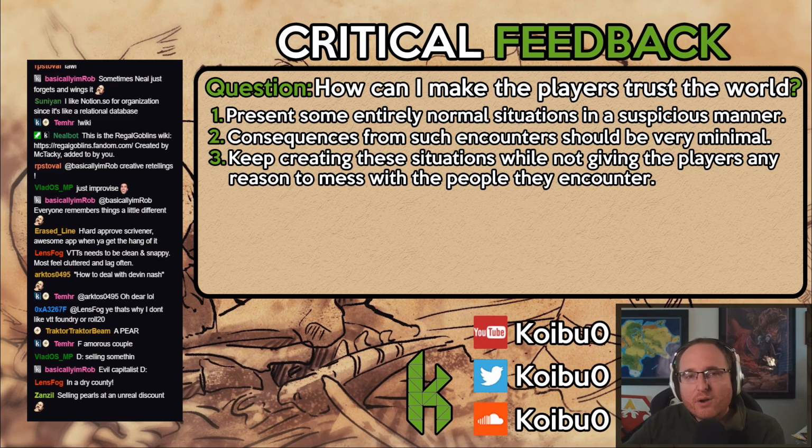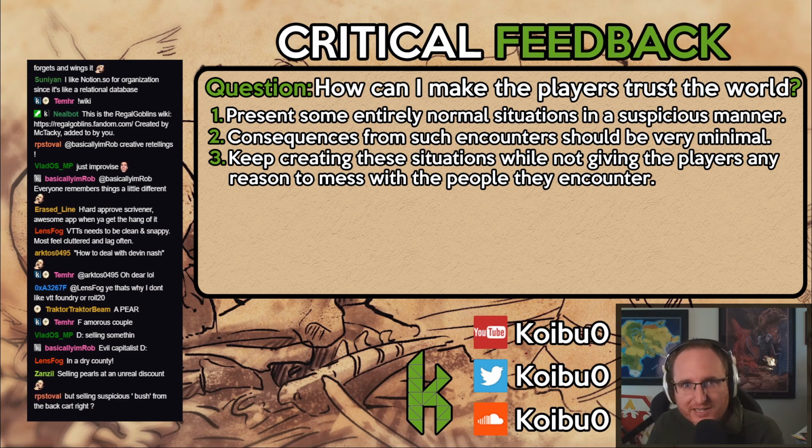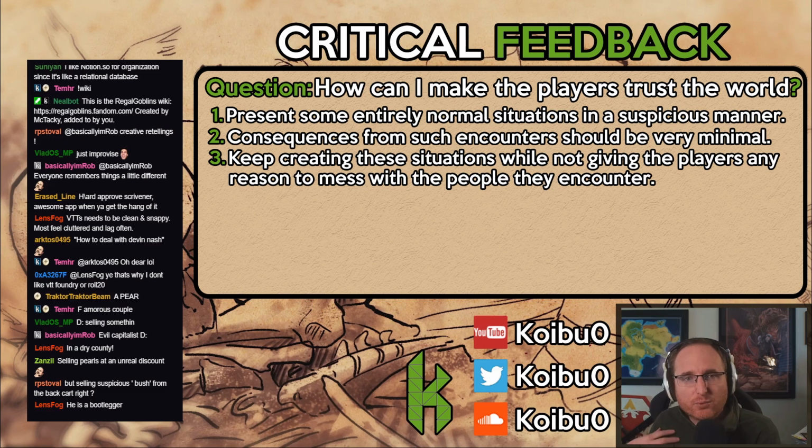Yes, there's a pair of armed guards at the bridge. They say that there is a 1 copper per head toll to cross this bridge, and they're wearing the signs and sigils and banners of the local lord. It's a totally ordinary situation. It's guards who are charging a toll to cross the bridge, a totally normal thing.